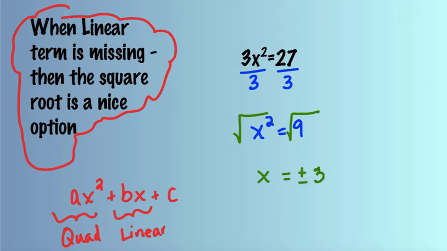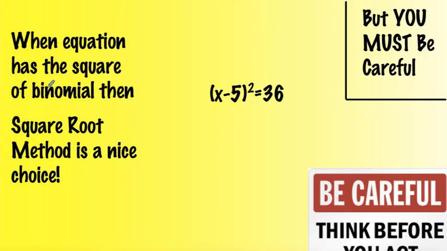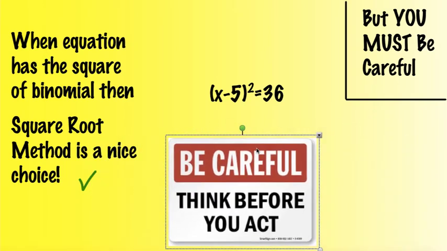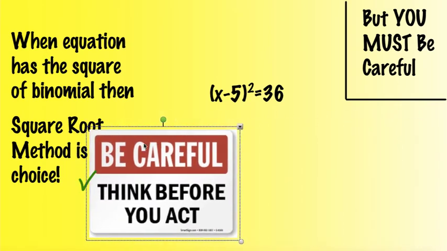All right, there's another time when I think it's a great time to use the square root method. That's when the equation has the square of a binomial. Then using the square root method is a nice choice as well. But you must be really careful. I want you guys to make sure that you be careful and think before you act.